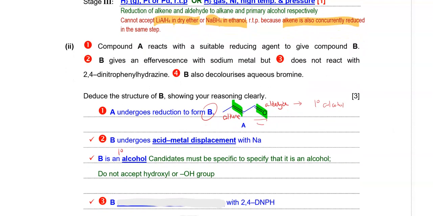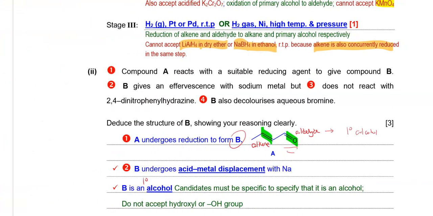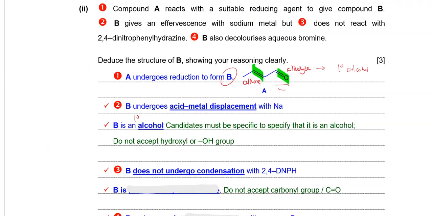It does not undergo any reaction with 2,4-DNPH. The type of reaction with 2,4-DNPH is condensation, so this shows the absence of an aldehyde and ketone. Again, we cannot accept carbonyl group because carbonyl group is not a functional group. Similarly, alcohol is a functional group, but OH is not a functional group. Hydroxy is also not a functional group.